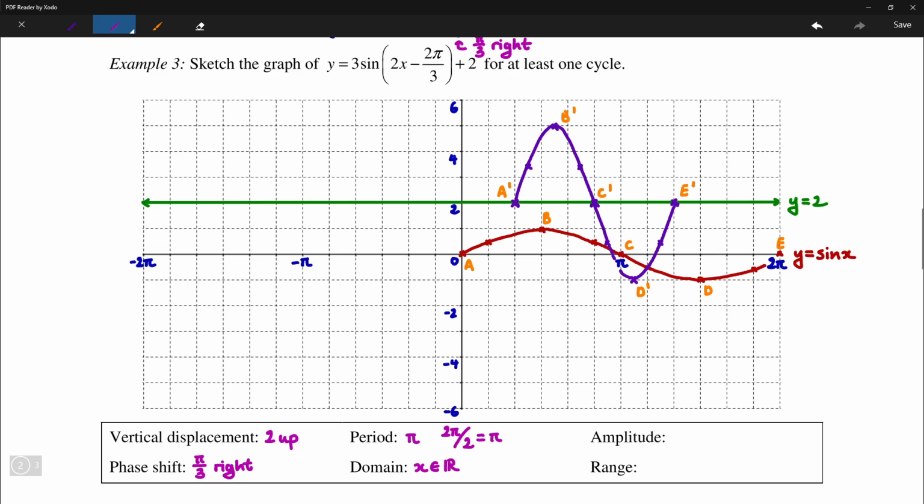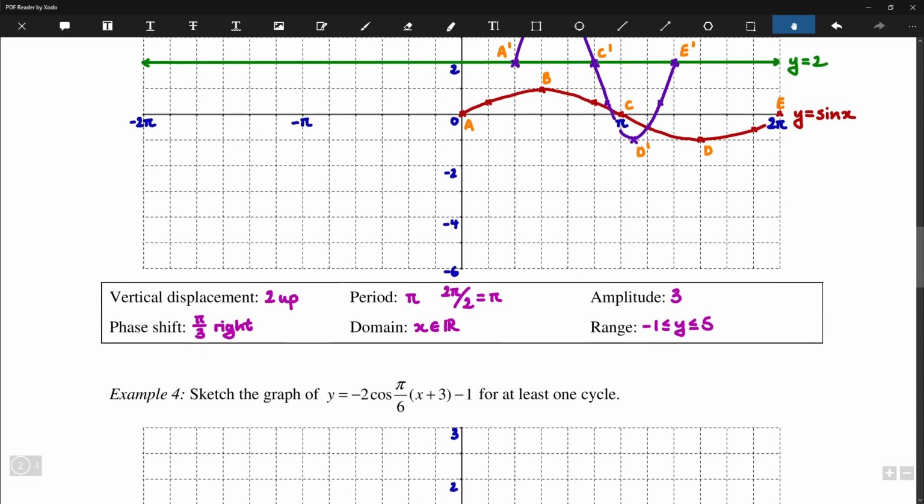The amplitude is 3 because of the a value. And finally the range is from -1 all the way up to 5. Which makes sense because the usual sine function will span 2 spaces from -1 to 1. And when we have a vertical stretch by 3, the range will be triple the size. So from -1 to 5 is 6 spaces, which makes sense.